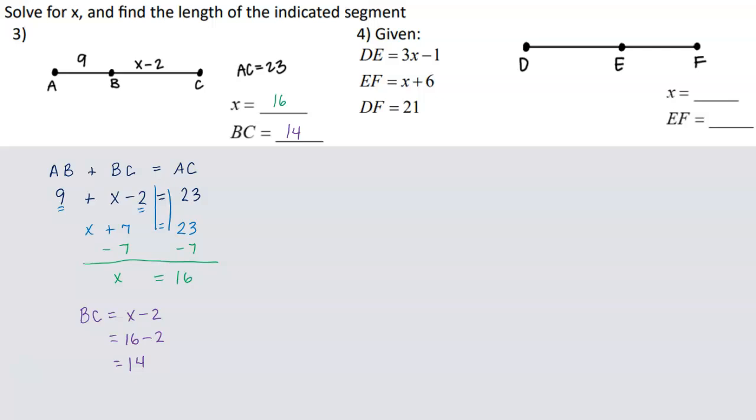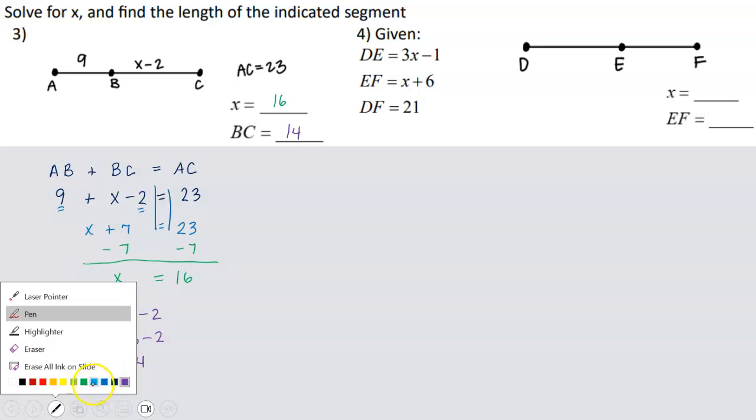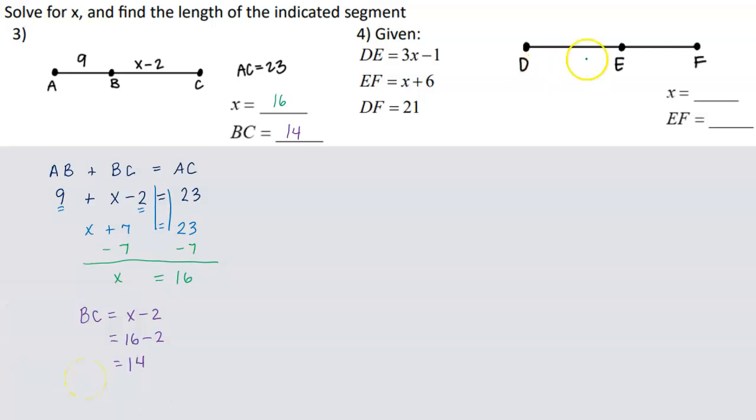Okay, I'll do one more with you, and then I'll give you some time to try the other ones. So this one, I'm going to set up that DE is 3x minus 1. EF is x plus 6. And then I know that DF is 21.